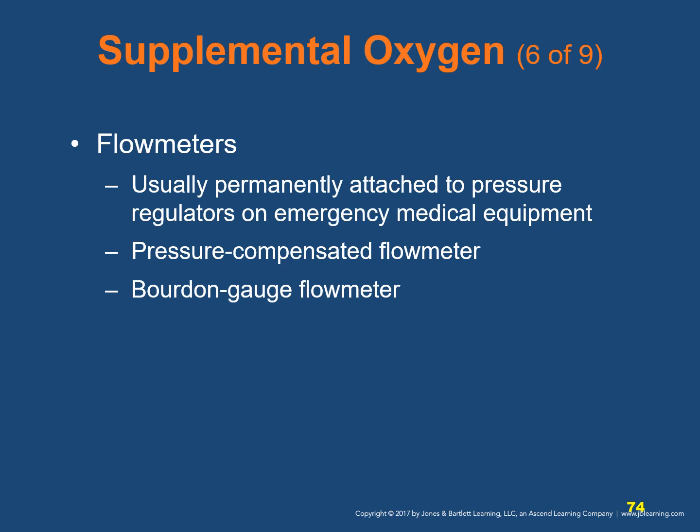Flow meters are usually permanently attached to pressure regulators on emergency medical equipment. A pressure compensated flow meter incorporates a float ball within a tapered calibrated tube. It is affected by gravity and must always be upright. The Borden gauge flow meter is a gauge calibrated to record flow rate. It can be used in any position and is generally considered to be outdated.